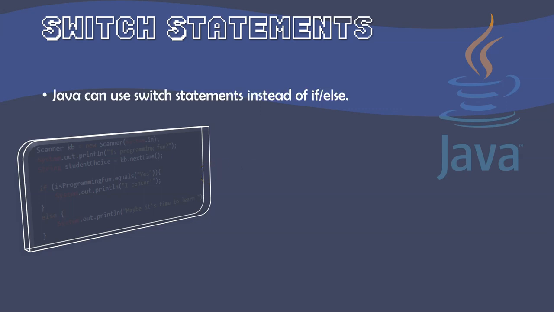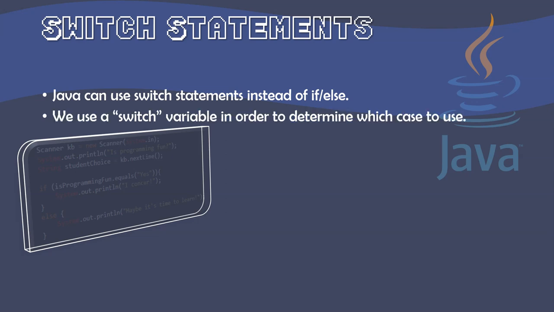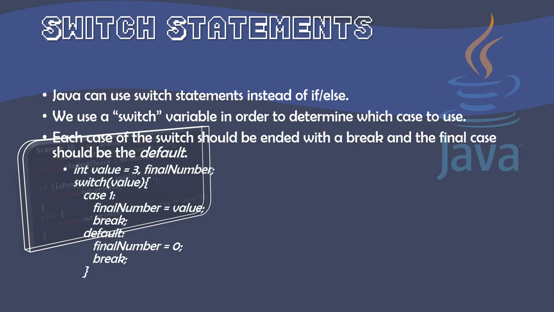But it's simply just going to end up being another way for Java to handle it. And both ways are perfectly valid approaches to how you handle information. The biggest difference here between if-else and switch statements is that we have a switch variable in order to determine which branch we want to move to. Now, each case of the switch should be ended with a break, and the final case should be default. Remember, if you don't put a break in there, it can keep testing for additional cases.